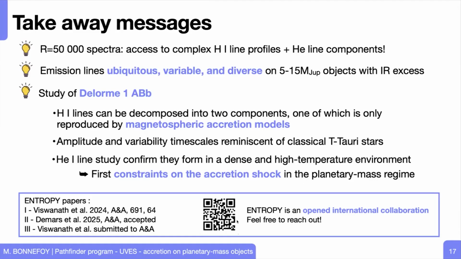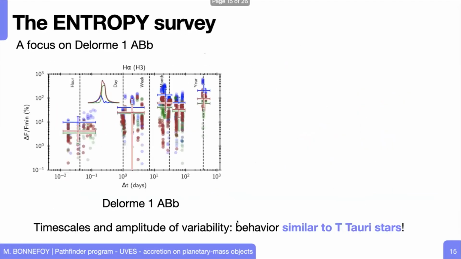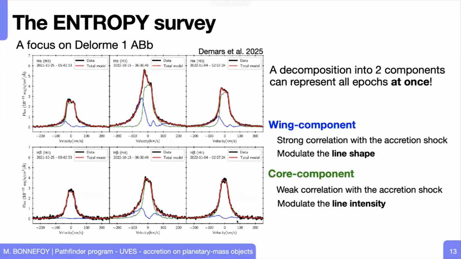Hi, I'm confused about the physical intuition for the two components. When I think of magnetospheric accretion, it makes me think of accretion along the magnetic field lines and then a shock, but it's separate from the shock. So how should I be thinking about it?